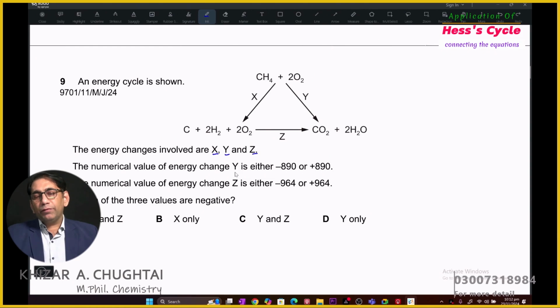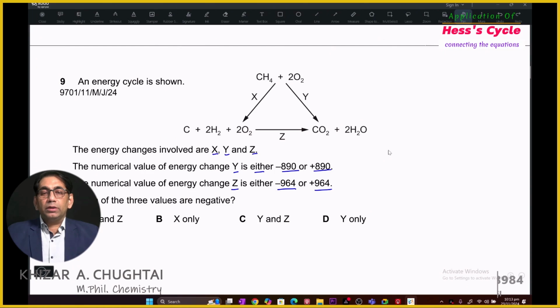The numerical value of the energy change Y is either minus 890 or plus 890. The numerical value of energy change Z is either minus 964 or plus 964. Which of the three values are negative? And here are the 4 options.